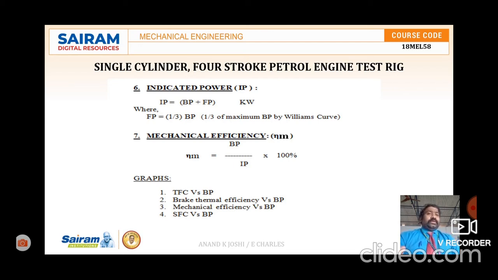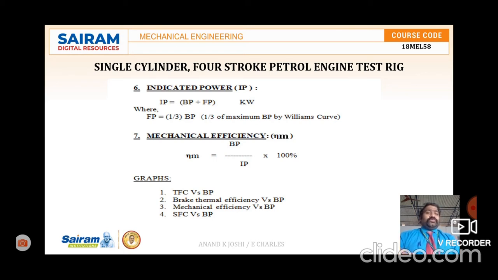So we'll get IP, that is the total indicated power, and then the mechanical efficiency. Once you know the BP, we can calculate the mechanical efficiency by taking the BP and IP ratio, so you'll get the efficiency. So this is the mechanical efficiency of that engine.